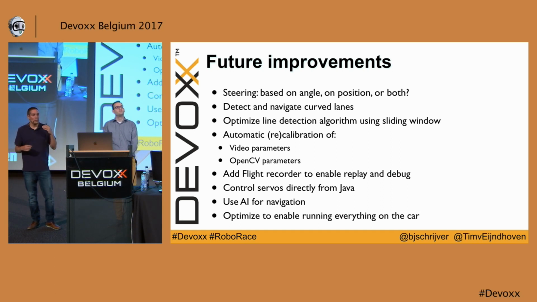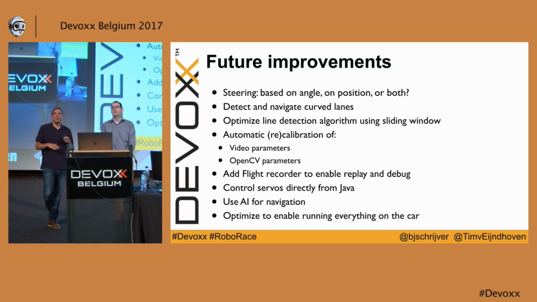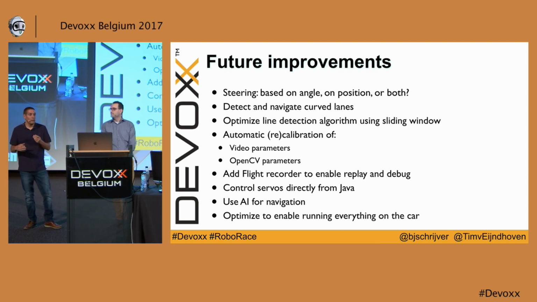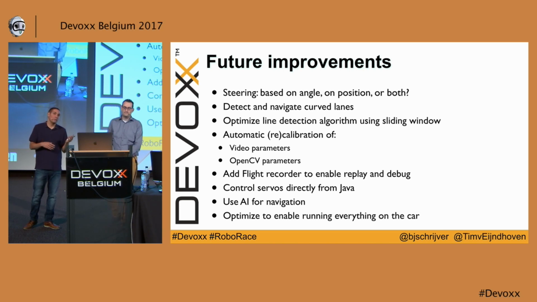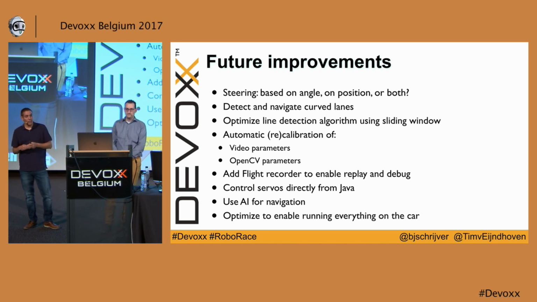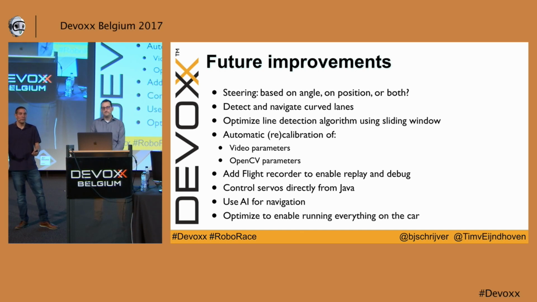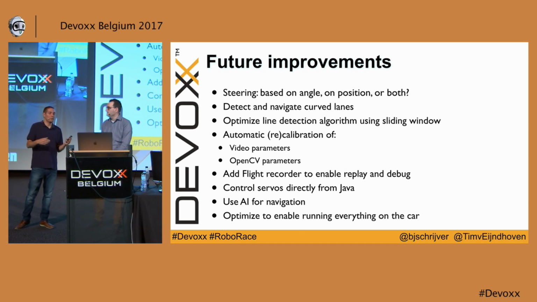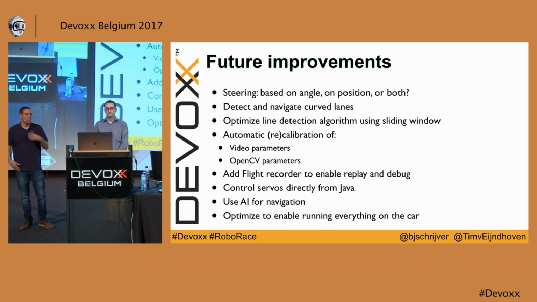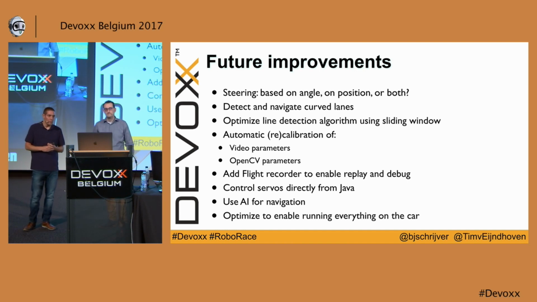We would like to make the line detection algorithm a lot better. I think that could really help us. We could automatically calibrate the video parameters, brightness, contrast, lighting, and the OpenCV parameters, the thresholds for the Canny edge detection, for the line detection. We need observability in our car. Currently we're just letting it run and then seeing if it crashes or not, and then thinking, well, this was good and this wasn't, and then changing some code and trying it again. So we need to be able to tap in on what decisions the car made and why.